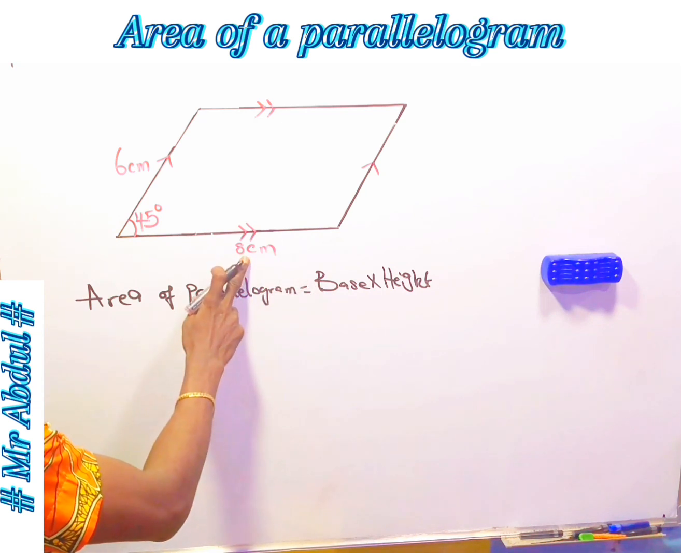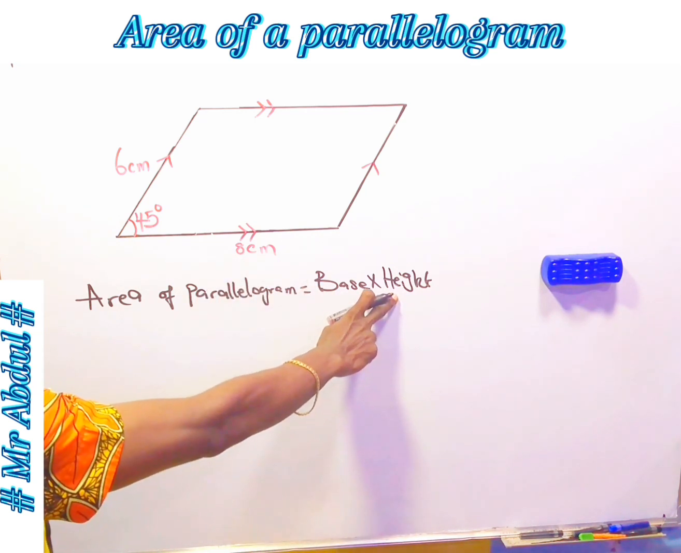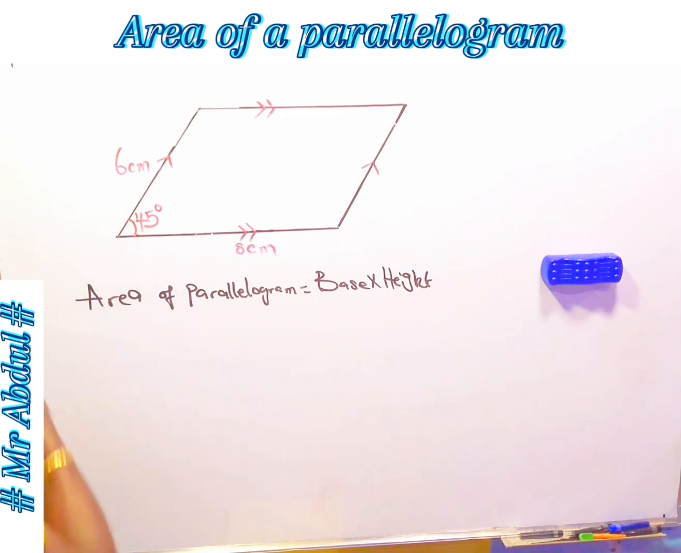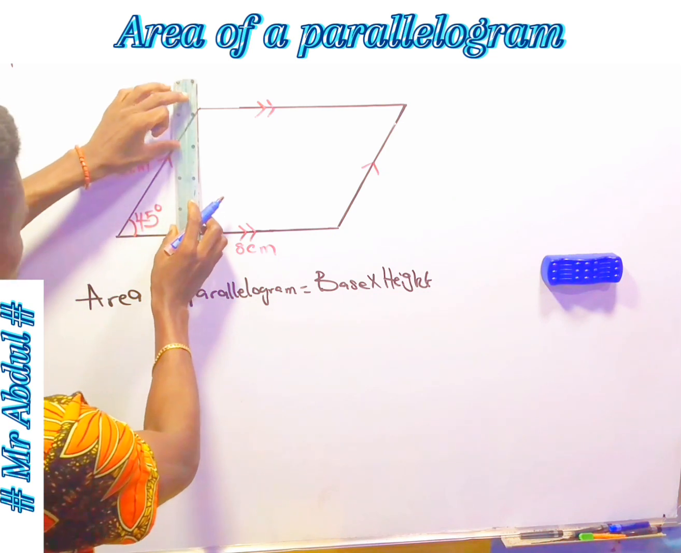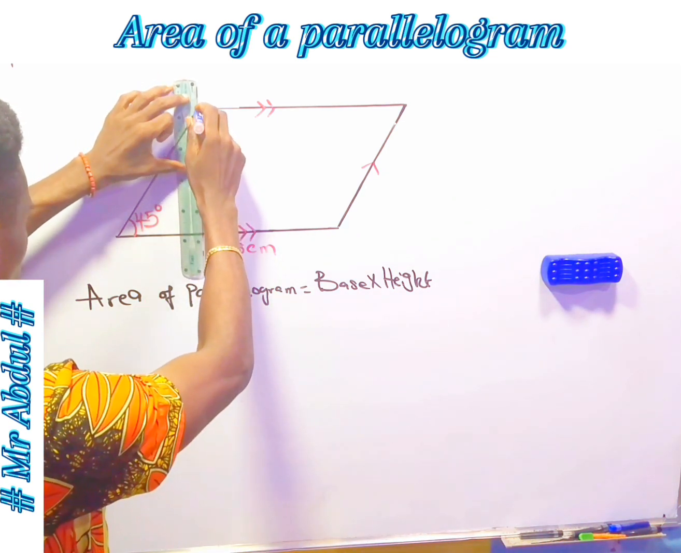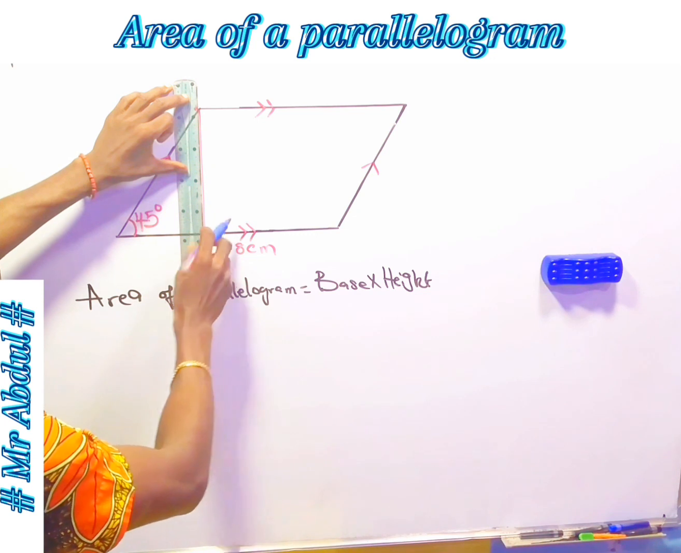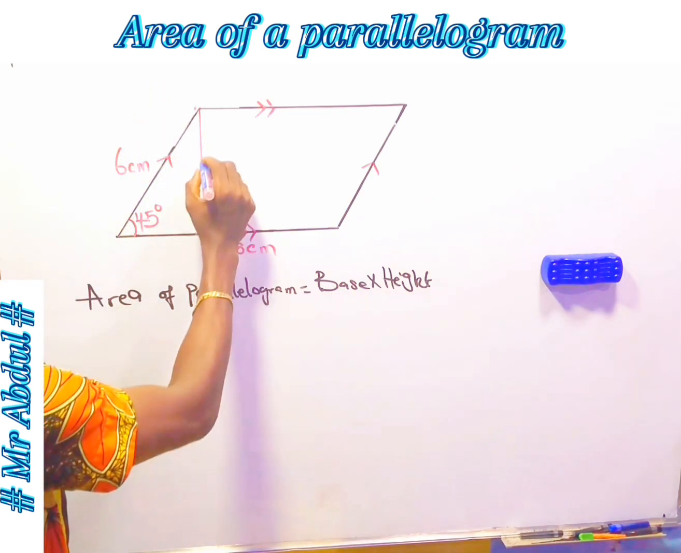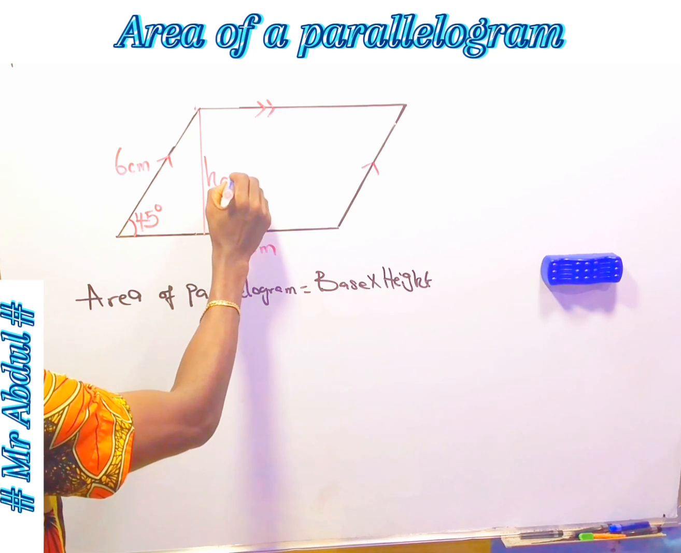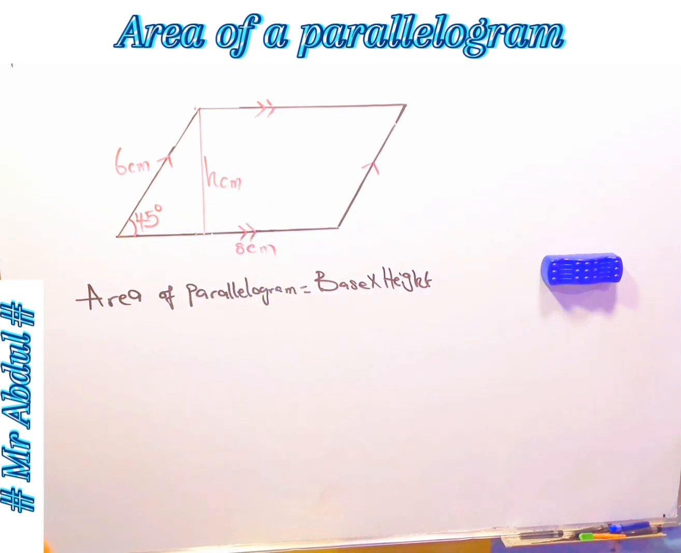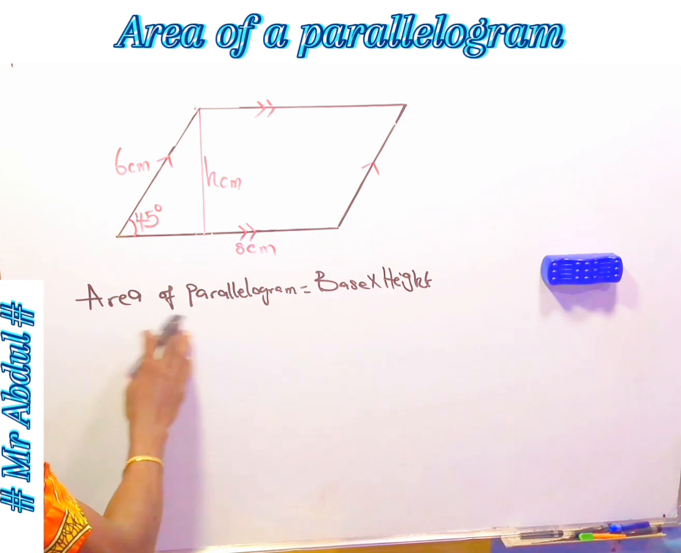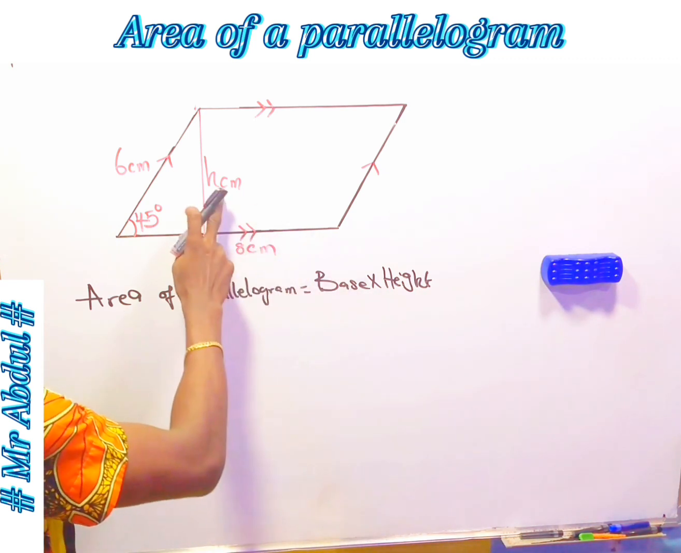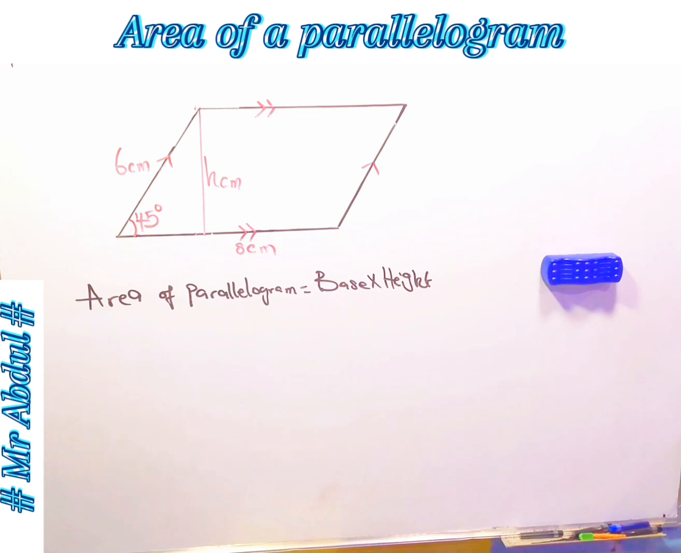Where our base is 8 centimeter and our perpendicular height is not given. This is the slant height and not the perpendicular height. So let's introduce the perpendicular height to the parallelogram above, and let the perpendicular height be h in centimeter. Therefore, using the formula area of parallelogram equal to base times height, now let's find our height in centimeter.